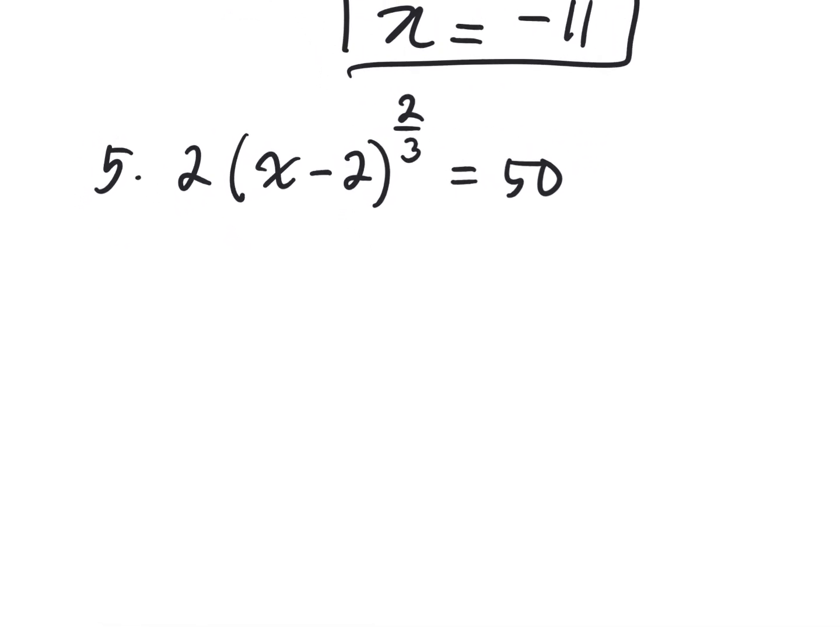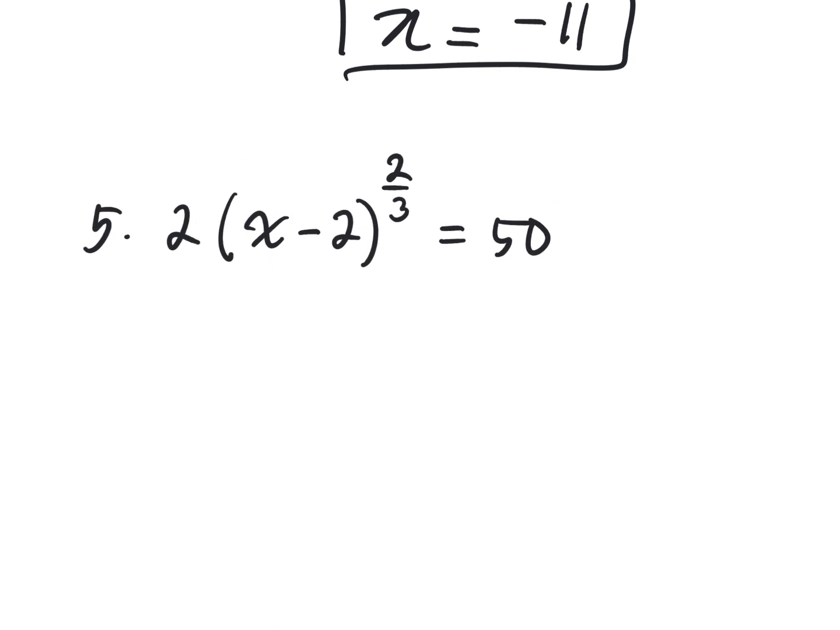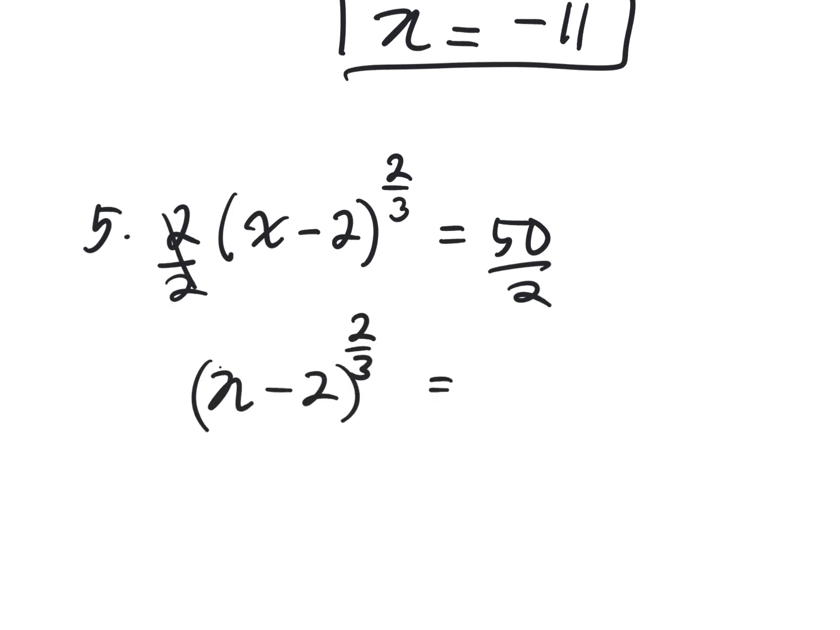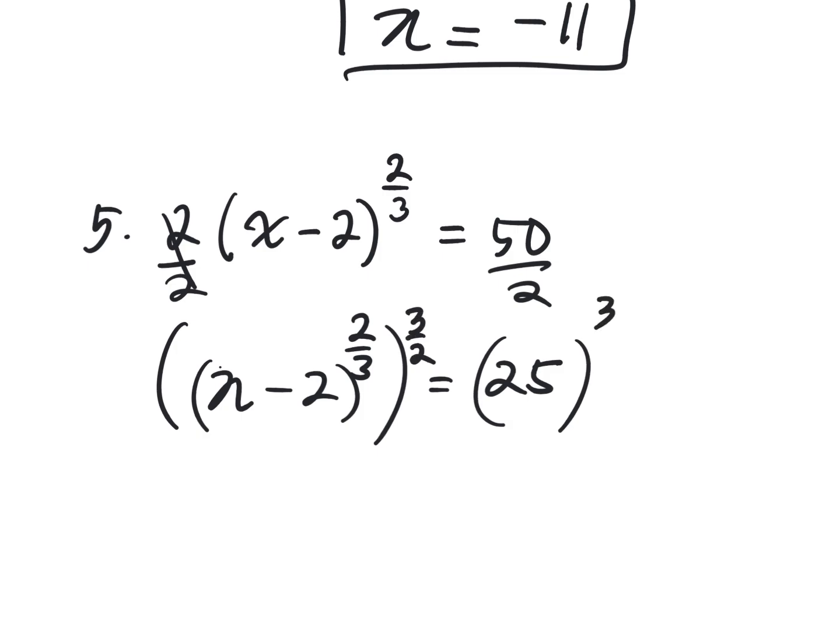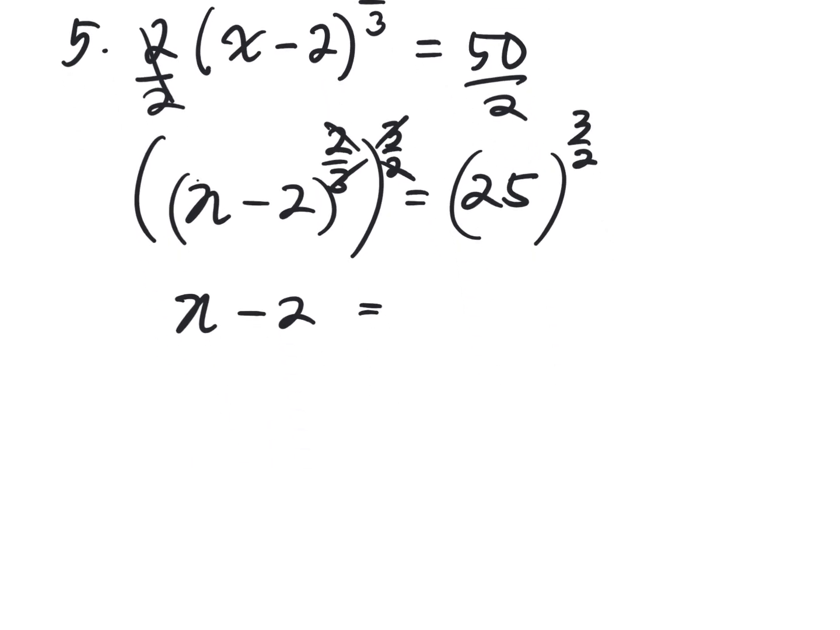Here's our number 5. So what I'm going to do in here is to approach the same way we approached the problems earlier. Okay, the first approach I'm going to do here is to divide both sides by 2. So here, you only have x minus 2 raised to 2/3, and this is going to be 25. Now I'm going to raise both sides again to 3/2. Okay, so this is going to be cancelled out, and this will be cancelled. So what is left here is only x minus 2 is equal to 25 raised to 3/2.